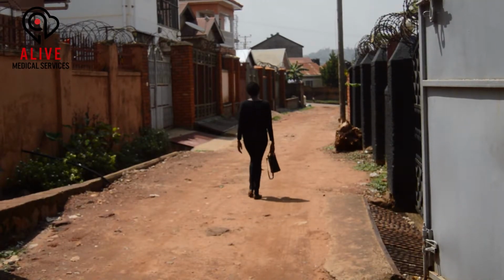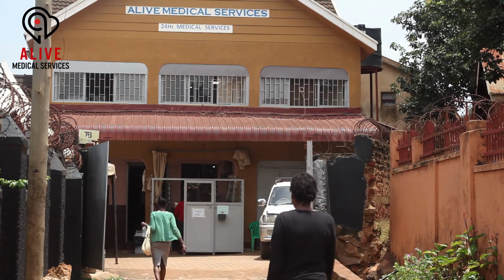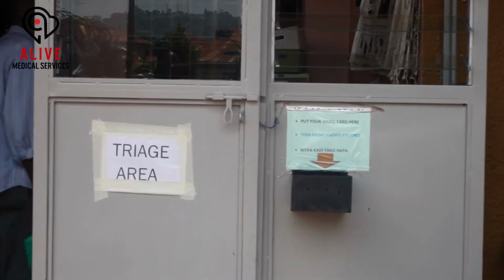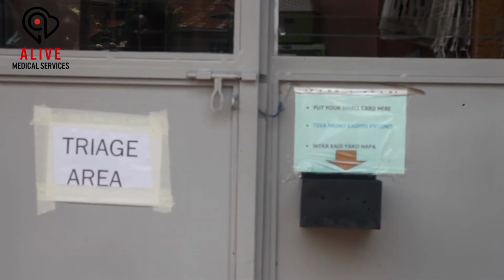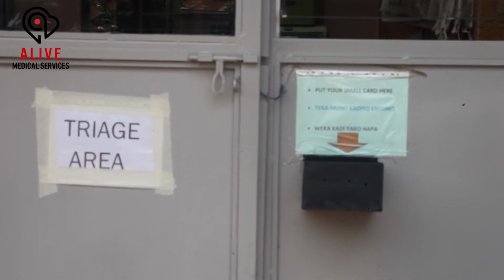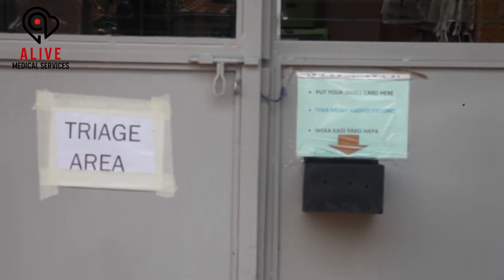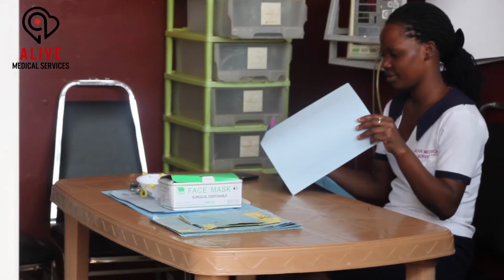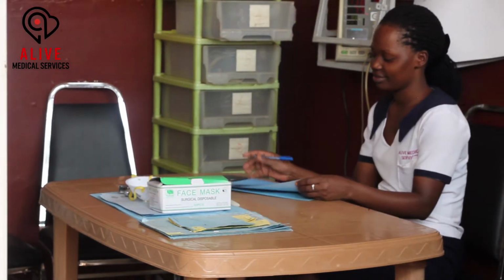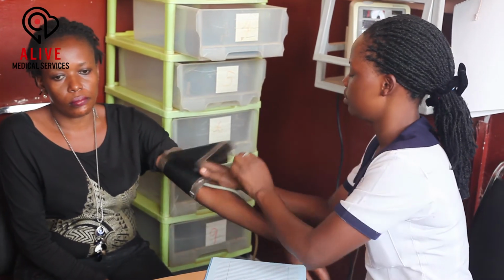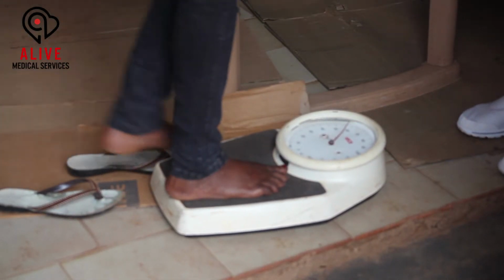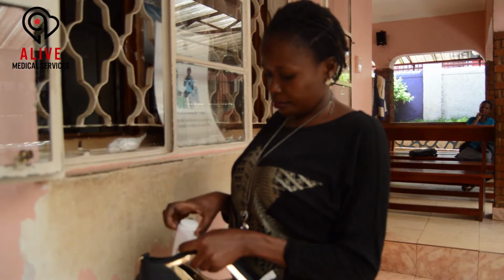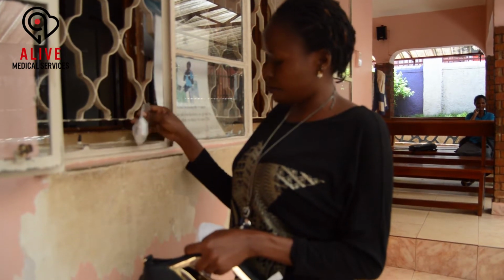The second approach is what we call the fast-track drug refill. We shall have the client come to the facility for only one reason, that is to pick their medicines. And this approach is for only stable clients. The client will come to the triage, or the point where blood pressure and weight are taken, and after that the client is sent straight to the pharmacy, and from the pharmacy they are given the medicines and go straight home.